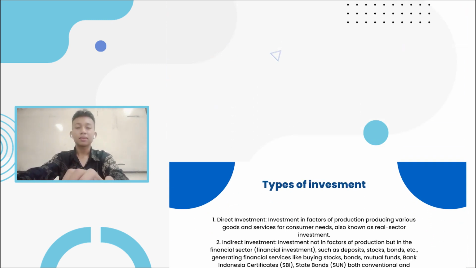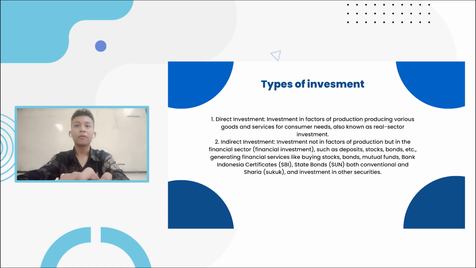Types of investment. First, direct investment. Investment in vectors of production, producing various goods and services for consumer needs, also known as a real sector investment. Second, indirect investment. Investments not in vectors of production but in the financial sector, such as deposits, stocks, bonds, etc. Generating financial service like buying stocks, bonds, mutual funds, Bank Indonesia certificates, SBI, state bonds, SUN, both conventional and Sharia, and investment in other securities.